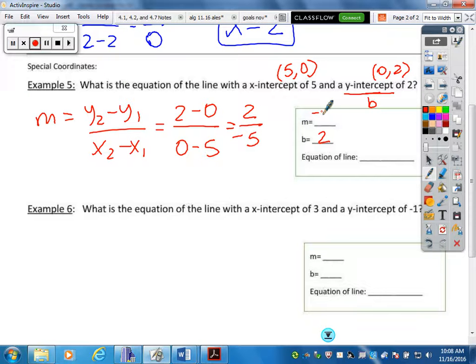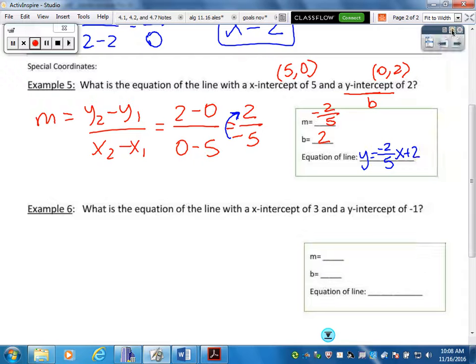So we have negative 2 over 5. Remember, we always put the negative sign in the numerator when we're talking about slope. Okay, so negative 2 over 5. That means the equation of this line is y equals negative 2 over 5x plus 2. And that is the equation of this line.